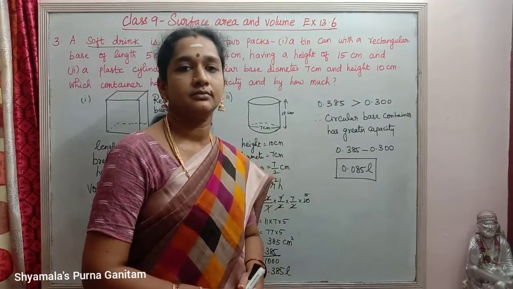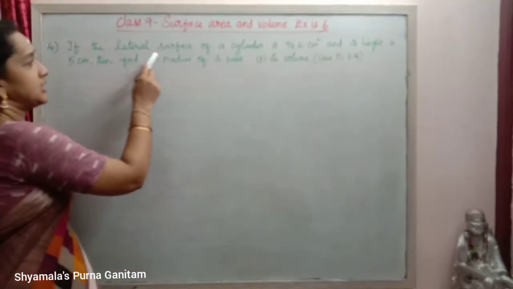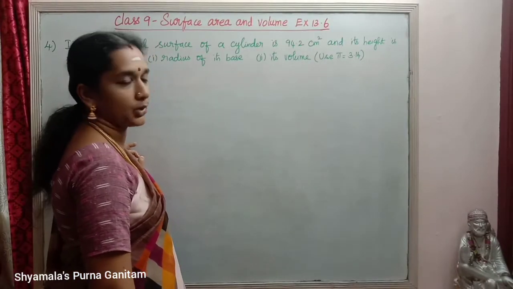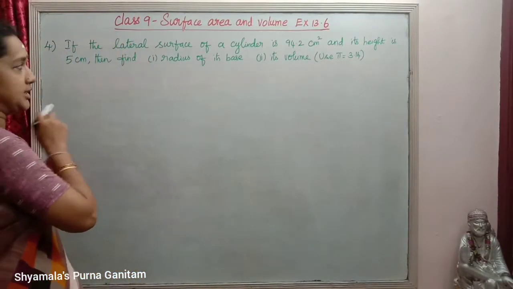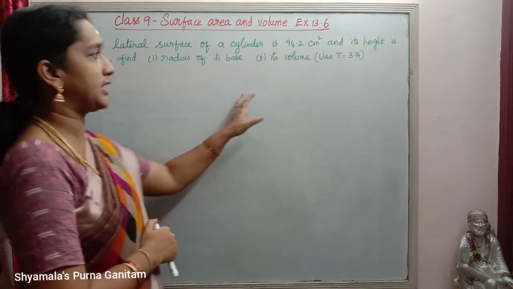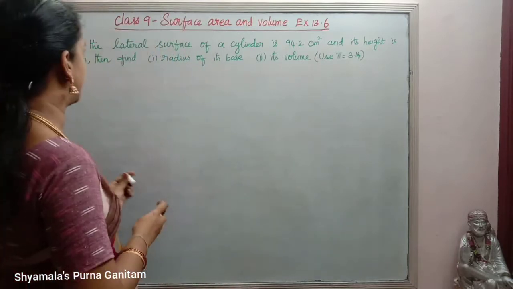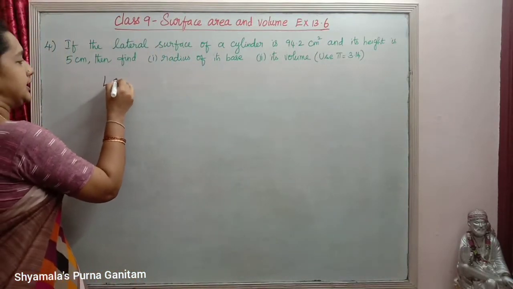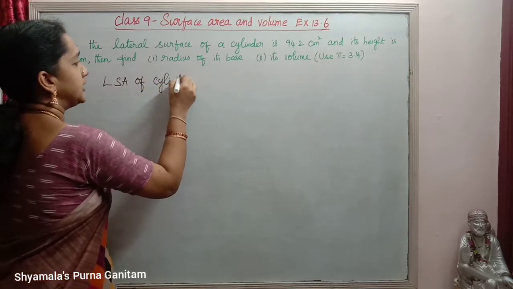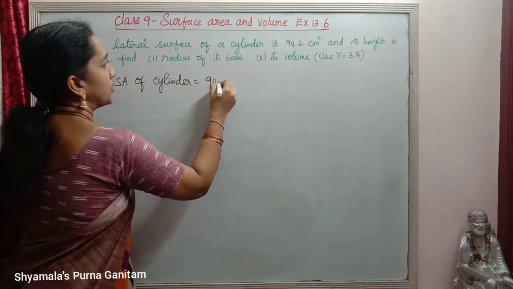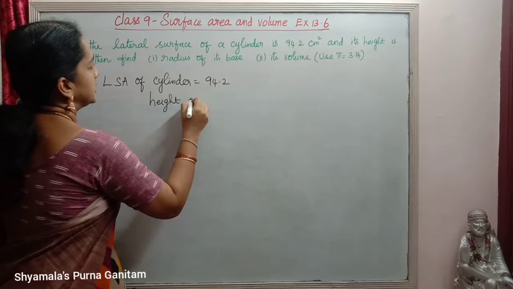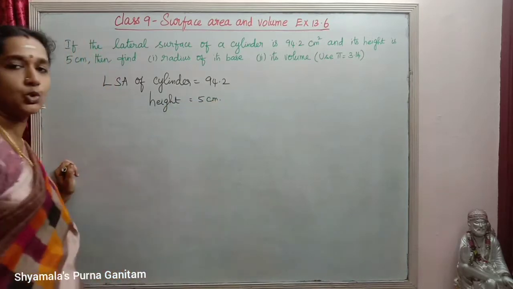Next sum is: if the lateral surface of a cylinder is 94.2 centimeter squared and its height is 5 centimeter, then find the radius of its base and its volume. Use pi is equal to 3.14. So given is the LSA of cylinder, lateral surface area of cylinder, equal to 94.2. Then height is equal to 5 centimeter. These are the two things given.